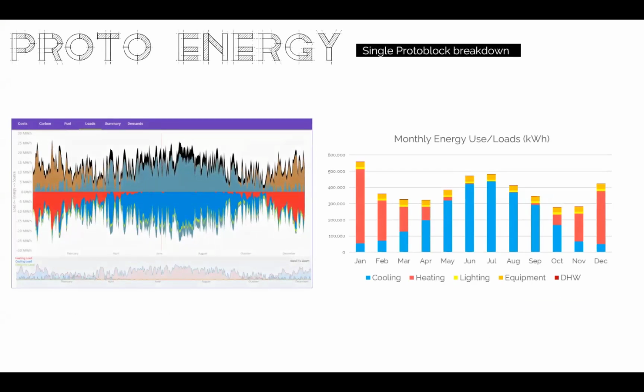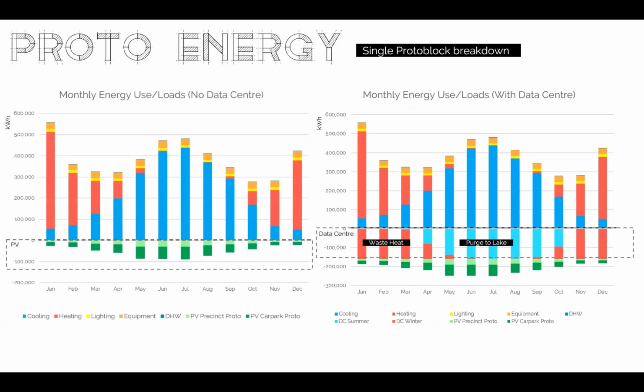To look at the energy impact of this, here are the monthly energy loads for one proto block. We broke that down because simulation for the entire area simply took too long. These are the monthly heat energy loads, and the PV energy supplied is in green. The light green is the PRECINCT proto block, so you can see that they do not contribute that much energy. The darker green below is the PV supplied by the larger photovoltaic farms at both sides of the PRECINCT, so they give slightly more, especially over the summertime.